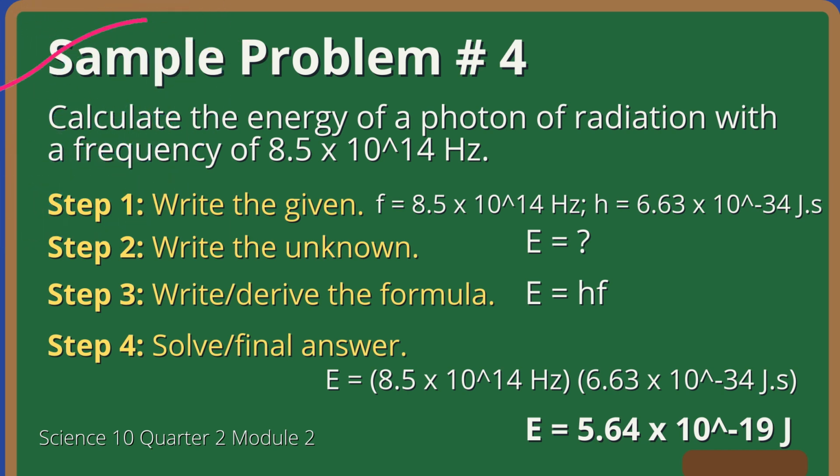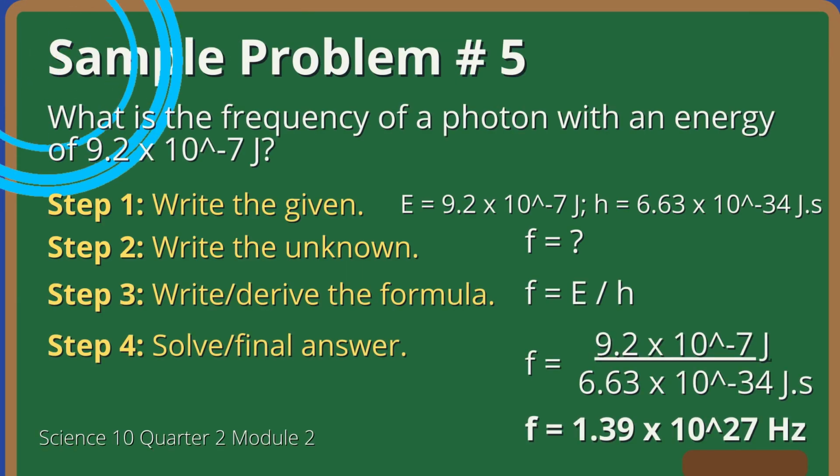Step 2. Write the unknown. Energy or E is equal to blank. Step 3. Write or derive the formula. E is equal to h times f. Step 4. Solve or final answer. E is equal to 8.5 times 10 to the 14 Hz multiplied by 6.63 times 10 to the negative 34 joules second. Final answer. E is equal to 5.64 times 10 to the negative 19 joules.